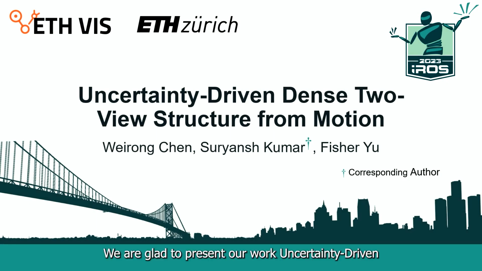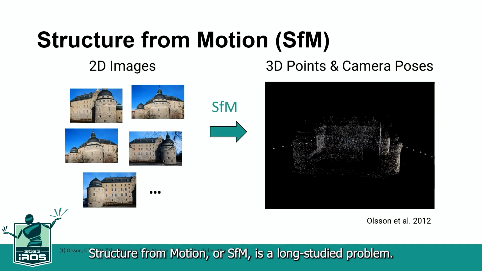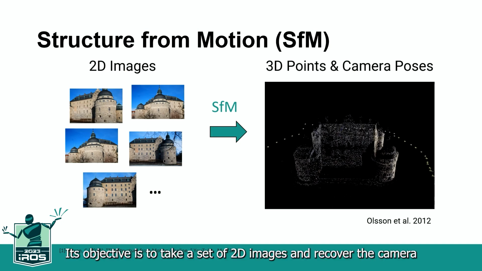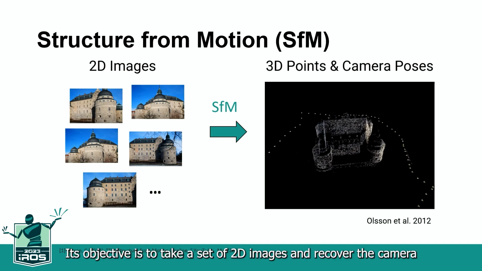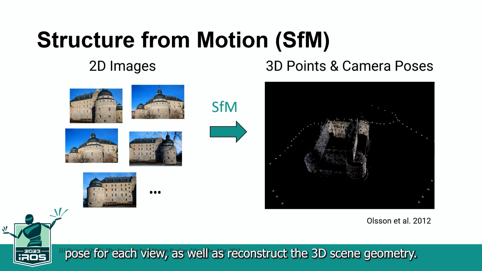We are glad to present our work Uncertainty-Driven Dense Two-View Structure from Motion. Structure from motion, or SFM, is a long-studied problem. Its objective is to take a set of 2D images and recover the camera pose for each view, as well as reconstruct the 3D scene geometry.